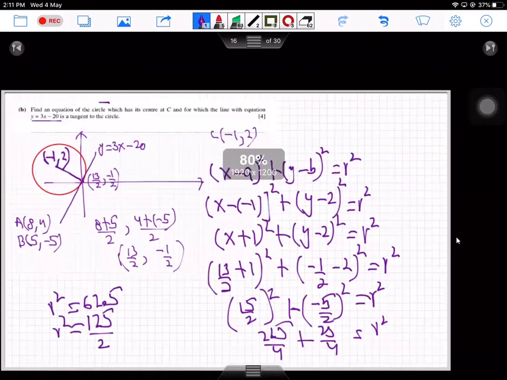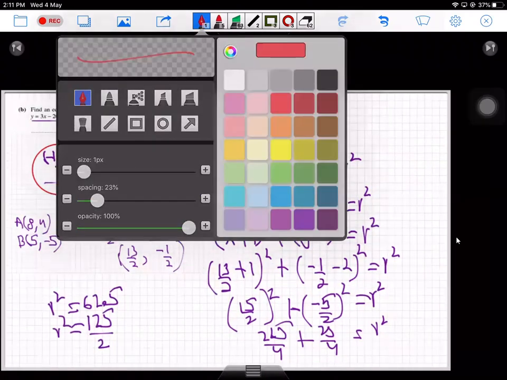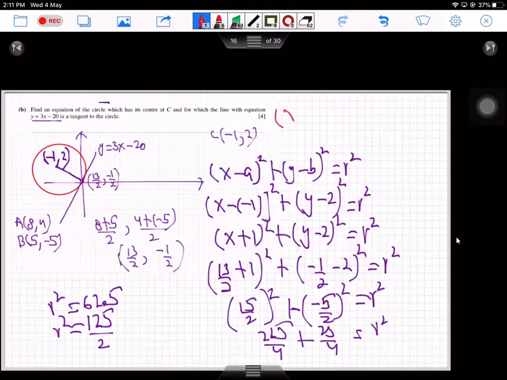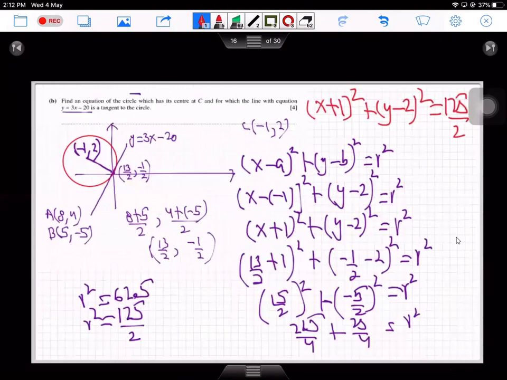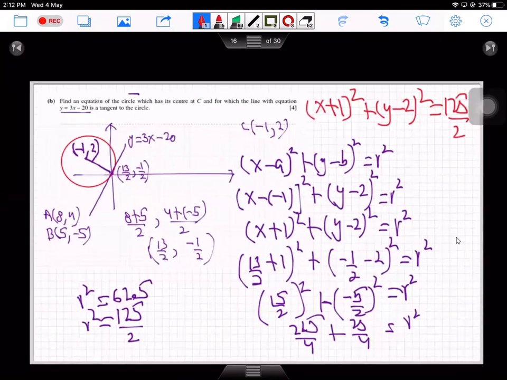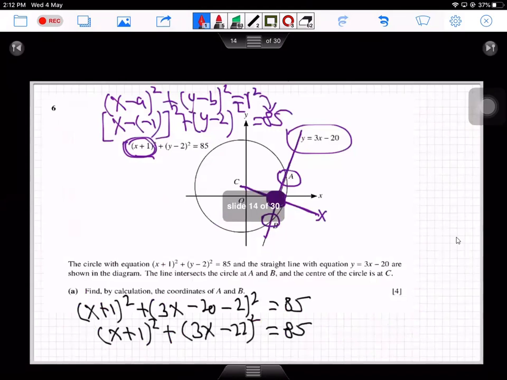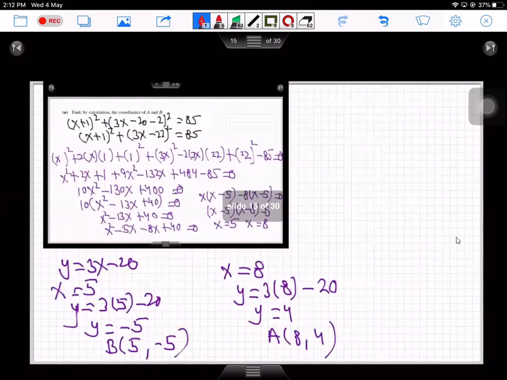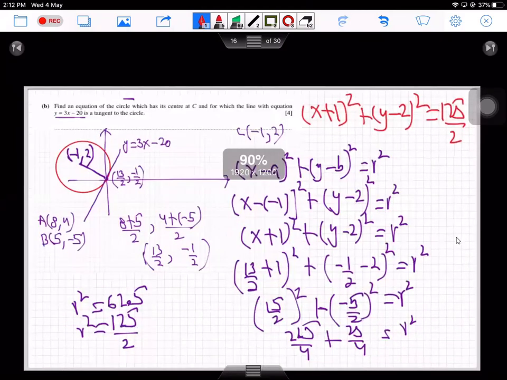Therefore, the equation of the circle which is required is x plus 1 whole squared plus y minus 2 whole square equals, either you can write 125 over 2, or you can write 62.5, or you can write a mixed fraction. All forms are acceptable. This is supposed to be your final answer. Okay, so the radius is now reduced to under root of 125 over 2. Okay, now let's move on to the next one.